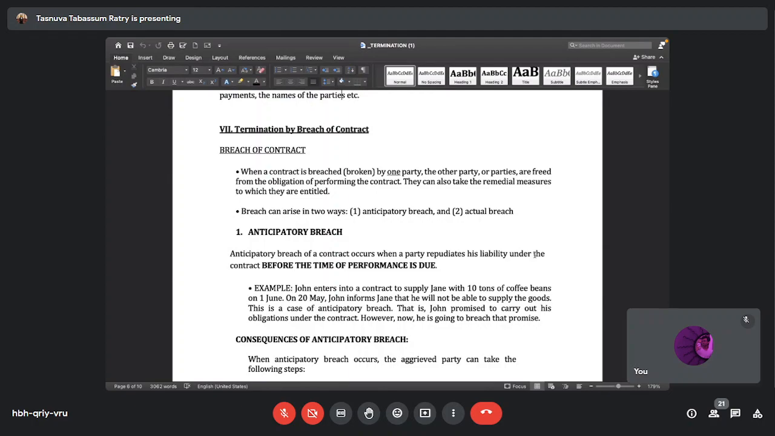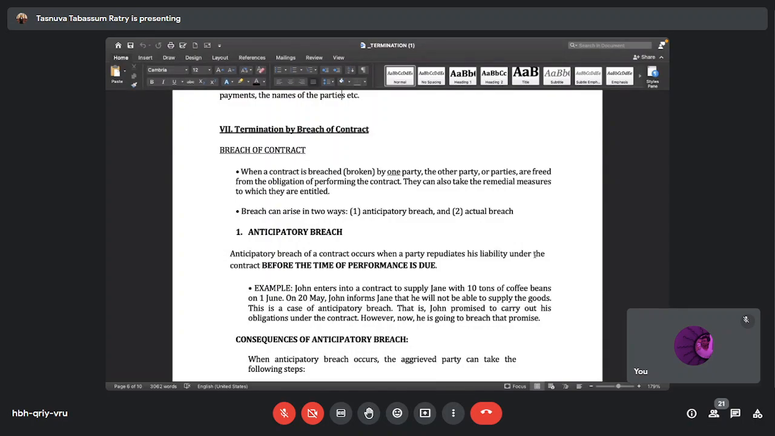What is anticipatory? As you can see in the name, anticipatory means before, preliminary. Anticipatory breach of contract occurs when a party repudiates their liability before the time of performance is due. So, if the contract is supposed to be fulfilled on a certain date, and one of the parties breaks one of the terms and conditions, or is not able to fulfill the condition before the date of performance, we call that an anticipatory breach.